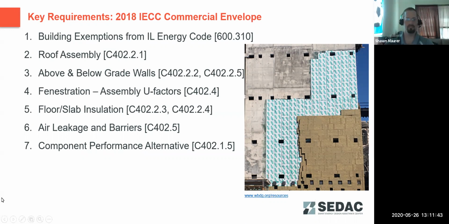All right, thank you, Ryan. So some quick things we'll be talking about for commercial envelope key compliance issues that we've run across. First is what buildings are exempt from the Illinois Energy Code. We'll touch on that briefly. And then we'll get into roof assembly compliance, insulation values, above and below grade wall compliance issues, fenestration issues, floor slab insulation, air leakage compliance, and then the component performance alternative, which is the UA trade-off you would be doing with a ComCheck type analysis.